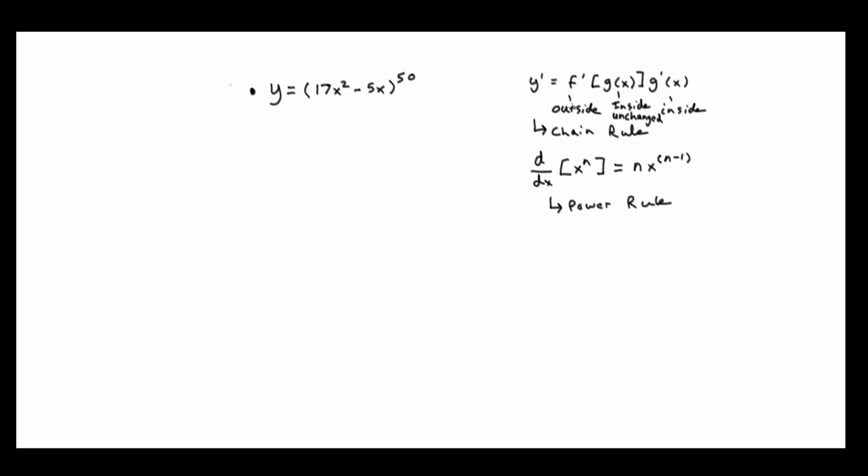So our chain rule is here. It's when you find the derivative of our outside function and then multiply it by our inside function that remains unchanged, and then you multiply that by the derivative of our inside function.